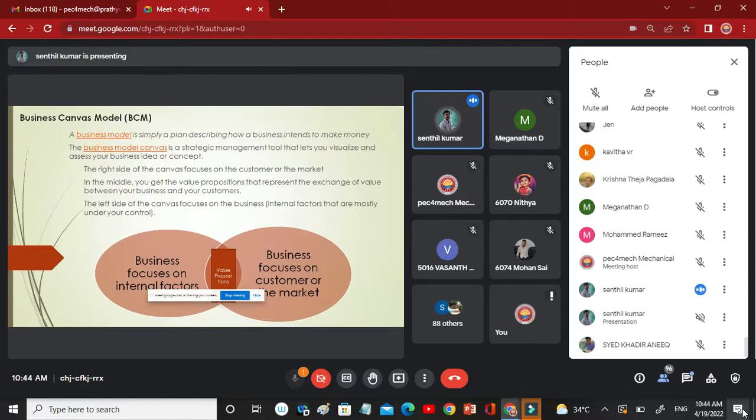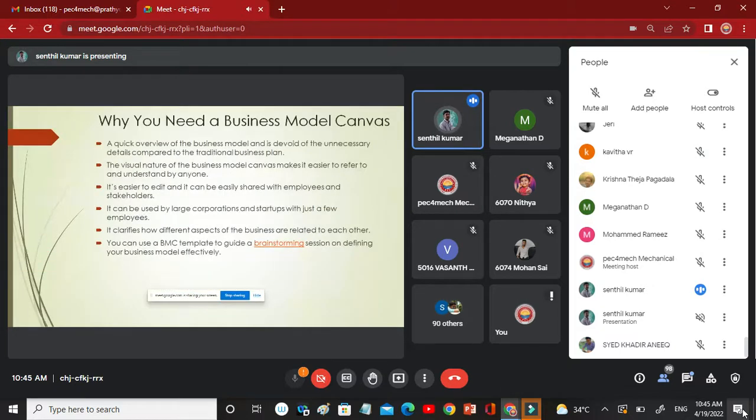So that I can use this model comfortably, I can clearly use each and every step, and I can clearly give my value proposition to my customers in the creation of this model. So we will move on to the next.